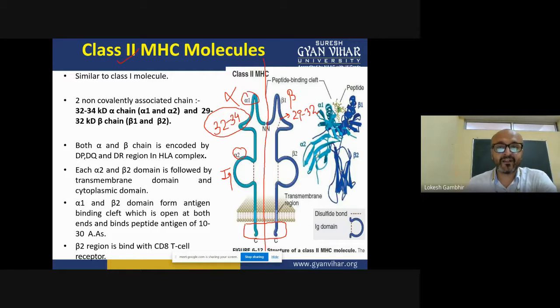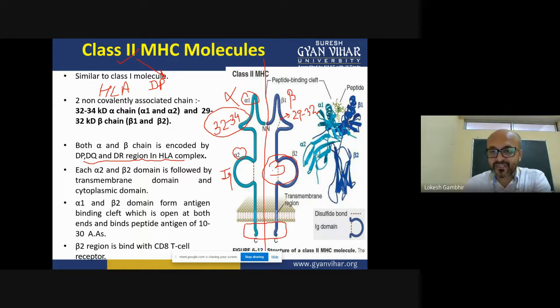Then the number of disulfide bonds is 3 when we are talking about the class 2 molecule. Now, both the alpha chain and the beta chain, when we discussed the genetic composition, the regions that are identified, the HLA terminology that we discussed, human leukocyte antigen terminology. In that category, class 2 is always coded by 3 regions, as we discussed last time: DP, DQ and DR.